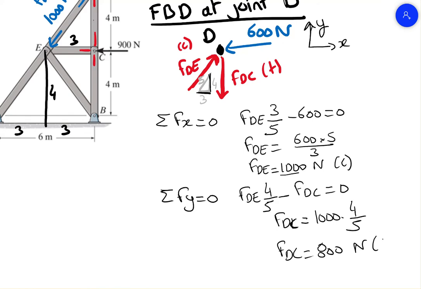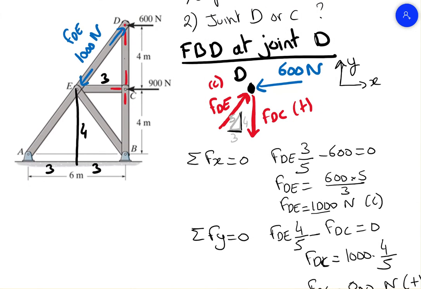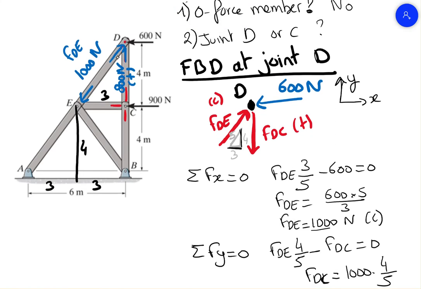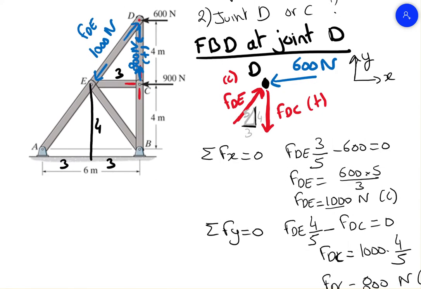And we guessed the right direction. It's in tension because we are pulling on the point. So this one is 800 Newton, and it's tension, which means it's in this direction and this direction there. Can you see the 800? Here we go. Okay, so we are good with joint D.